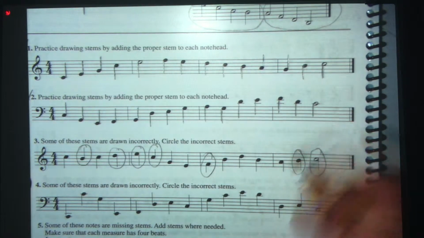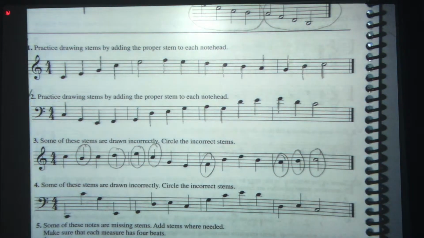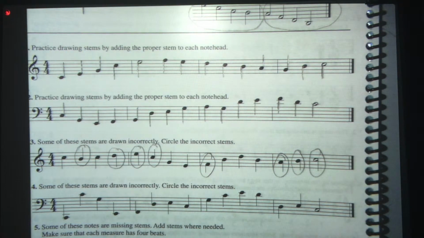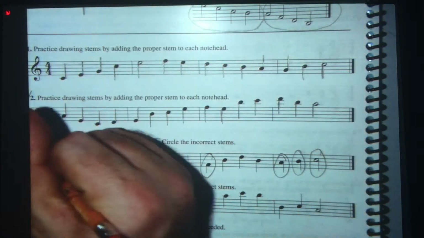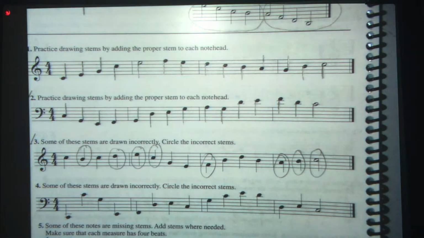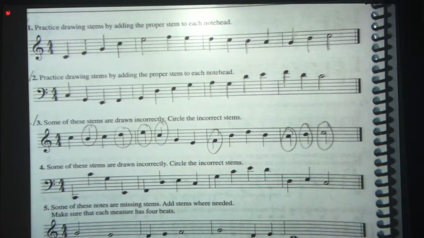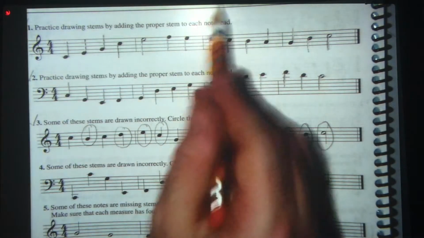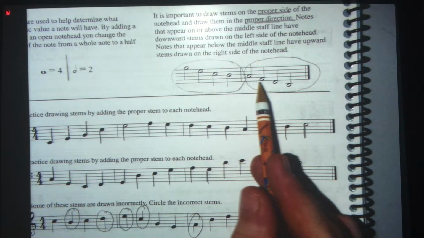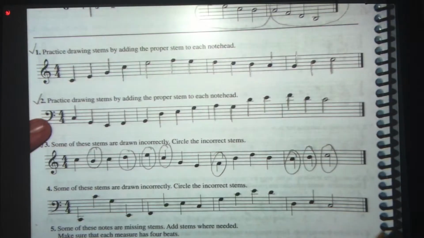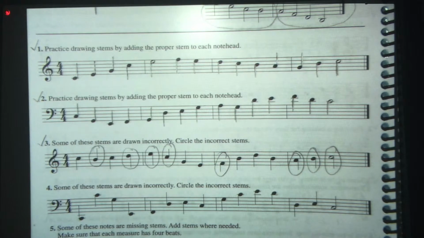Okay, here's another one. We actually had more wrong in here than we had right. We had 1, 2, 3, 4, 5, 6, 7, 8 that were wrong in here. Put a check there. I see that all the time when you guys start writing music, and it drives me crazy. So the stems need to go on the right side, either left and down, or right and up. And you need to understand where it is on the staff. That goes for treble and bass clef.